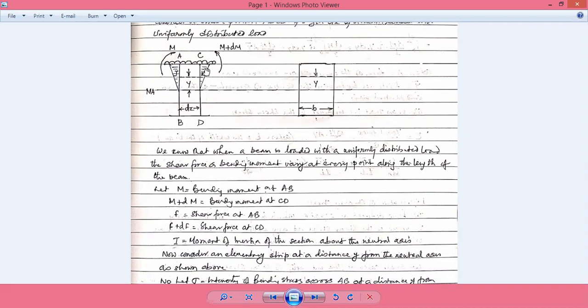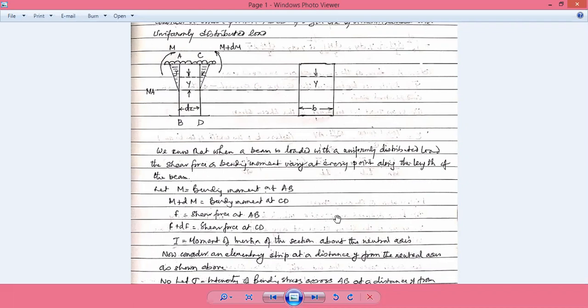We are assuming that due to the elemental distance between the two adjacent sections, the bending moment is also changing by an amount that is infinitesimally small, but it exists. M is not equal in both adjacent sections. One of them is M, another is M plus dM. M is acting over AB, and M plus dM is acting over CD itself.